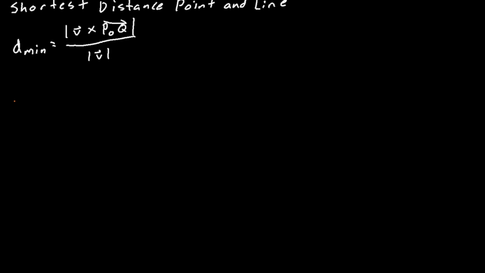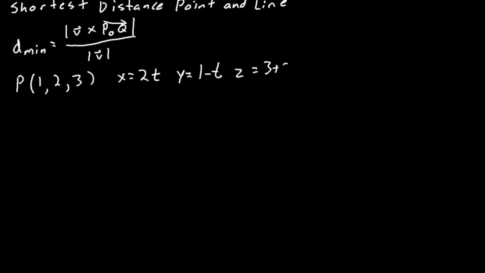So I'm going to start it off by giving you a point. Let's change the color. A point (1, 2, 3). And I'm also going to give you the x, y, and z values for the line. So x is 2t, y is 1 minus t, and z is equal to 3 plus 2t. So go ahead and try to solve this with this formula.